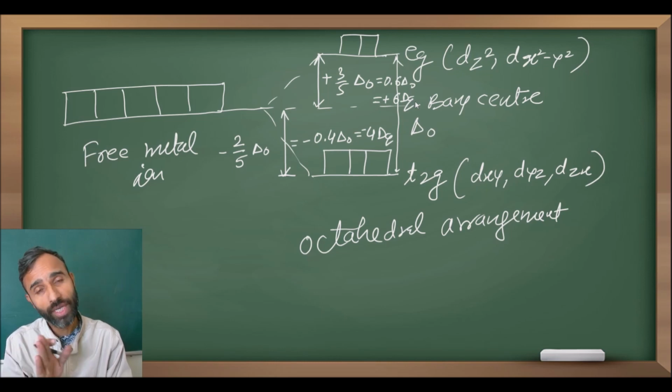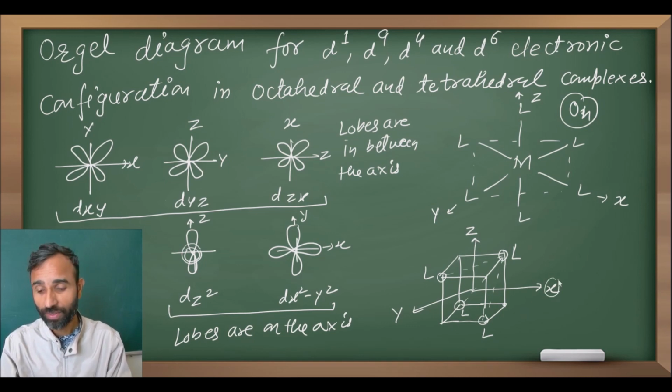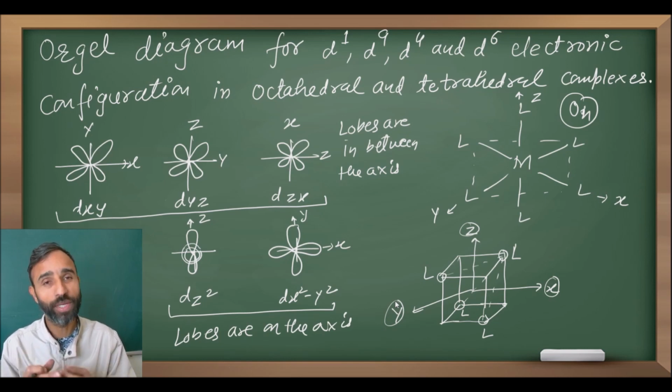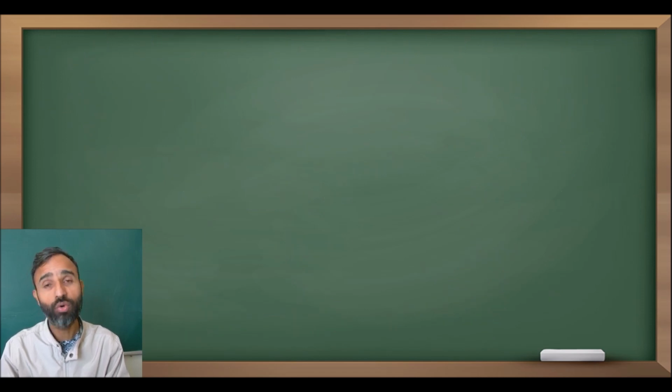Now see it in other way around. When we talk about tetrahedral arrangement, ligands are in between the axis. See, this is x-axis, z-axis, y-axis. Ligands are in between the axis. So now which d orbitals repel more? Obviously this set dxy, dyz, dzx, whose lobes are in between the axis. So in tetrahedral arrangement, this goes other way around.